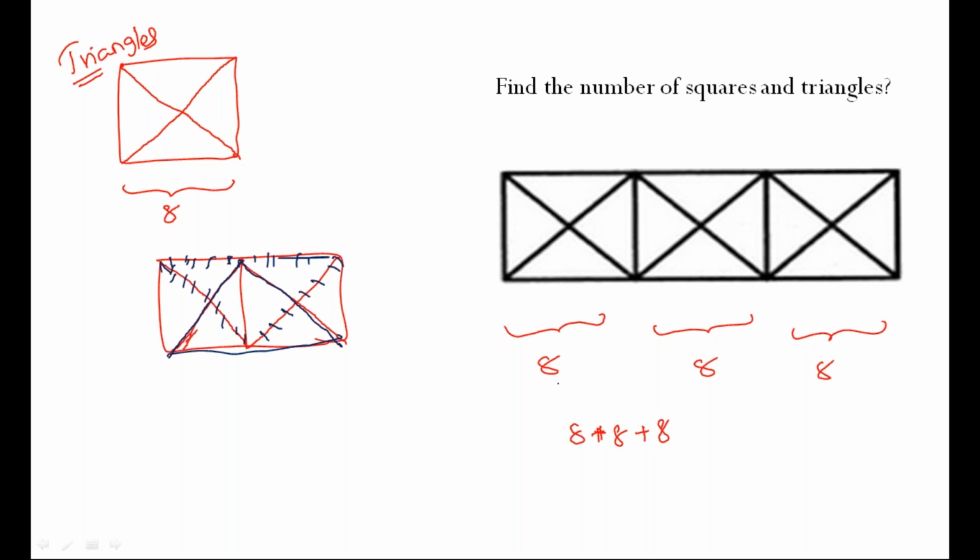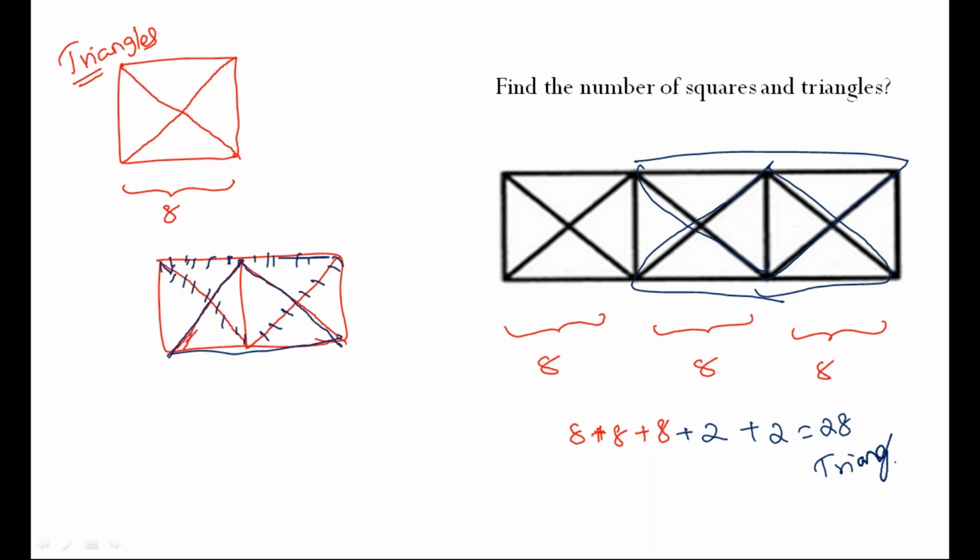In total we will get 2 extra here. In a similar way here also you'll get 2 extra. Here also you will get 2 extra. So it's 28 triangles. Triangles are 28, fine. But now next one is squares.